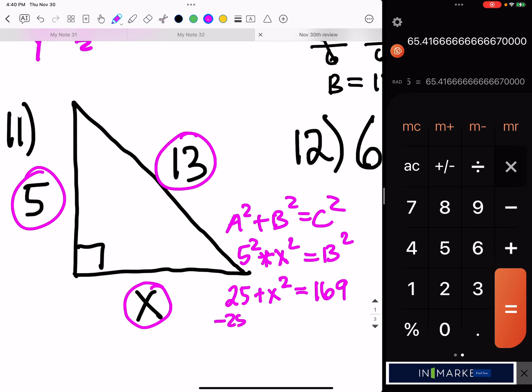I'm going to subtract 25 from this side, subtract 25 from that side. I'm looking for the missing piece, not they add together. X squared equals 144. I take the square root of both sides, and X equals 12.